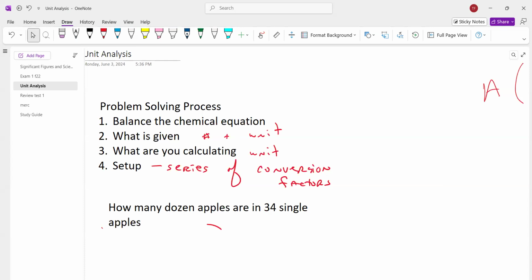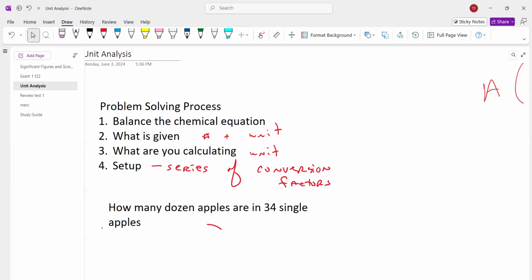Okay, so as far as chemistry goes, balance the equation. If there's no equation, skip number 1. What is given and what are you trying to calculate? So you just go through there and make sure you figure out what's given and what you're trying to calculate. And then the last one is a series of conversion factors.